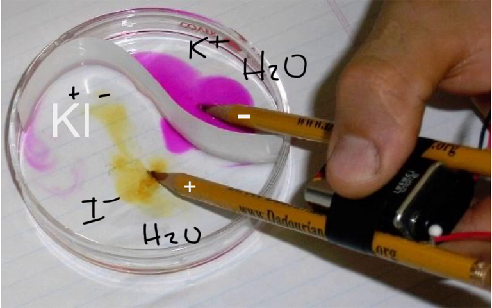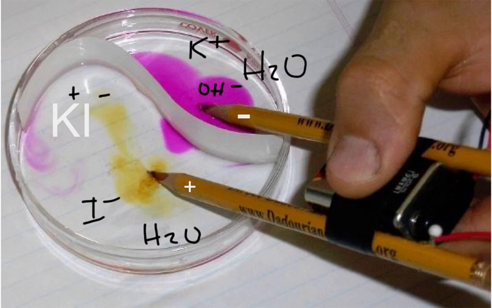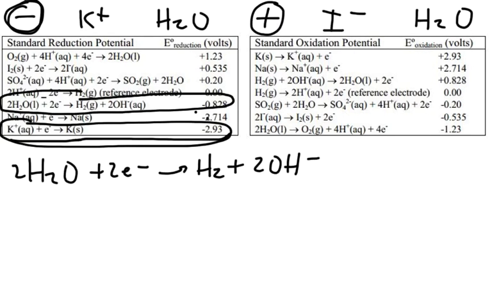Now, this side over here, the hydroxides are what causes the phenolphthalein to turn hot pink. And if we look really closely, there's some hydrogen gas bubbles over here around the pencil. It's the same way over here.